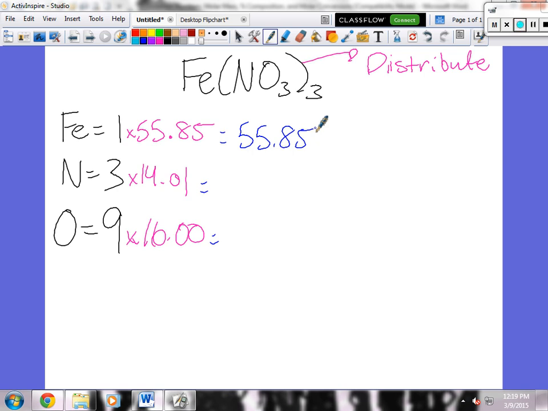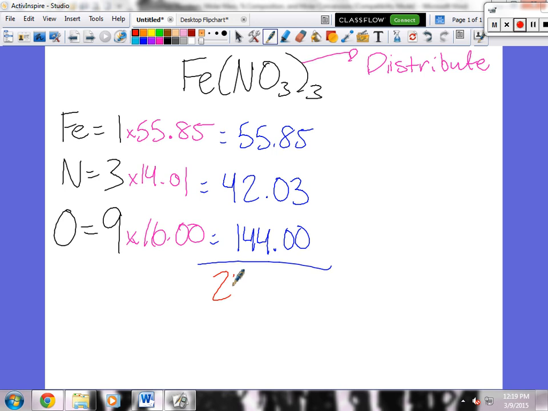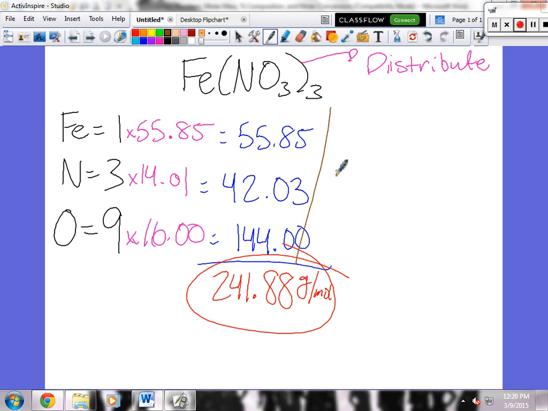What is 14.01 times 3? 42. And then 9 times 16? Okay. Add them all up. What'd you get? 241 point what? Very good. Grams per mole. That's our whole. We're going to divide it by each part.